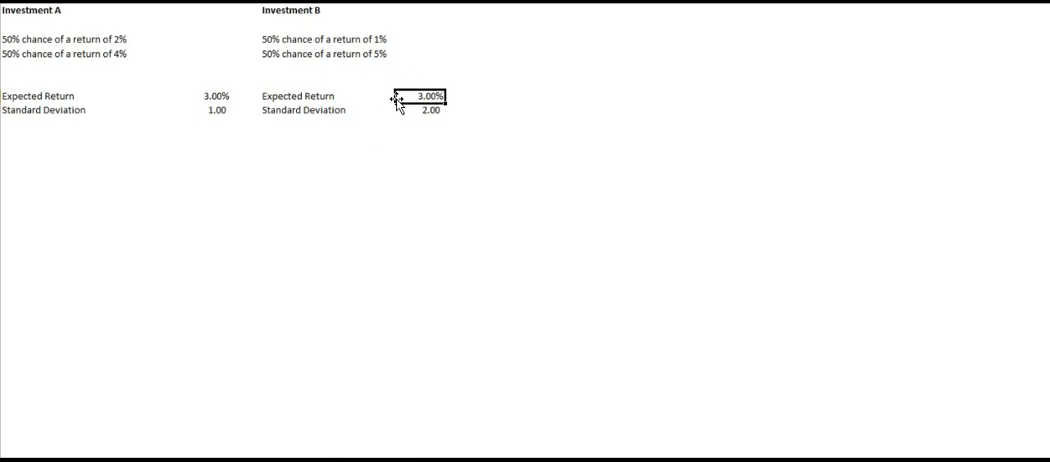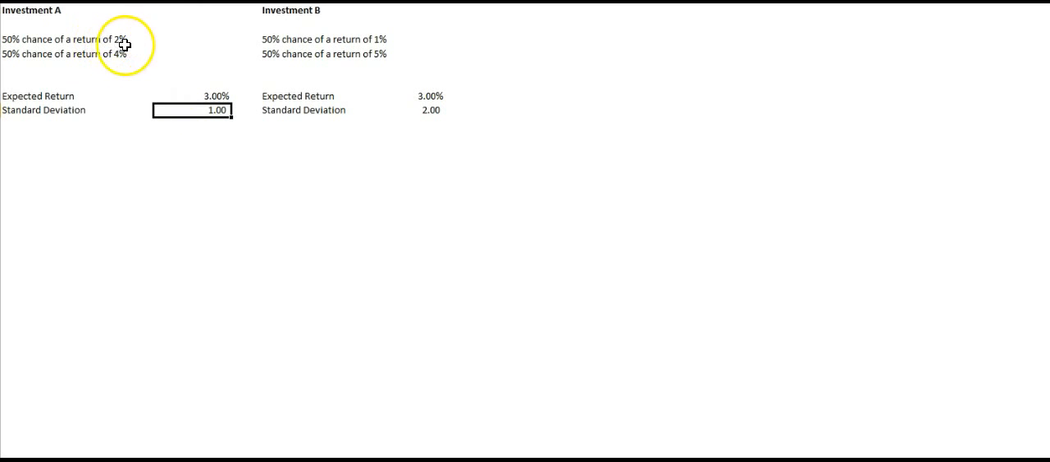Same expected return over here. If you think about it, half the time we get 1%, half the time we get 5%. What's that arithmetic look like? Same thing. Half the time we get a 1% return, half the time we get a 5% return. Since I didn't use decimals, I divide the answer by 100 to give me decimals, and we end up with a 3% expected return. But this investment A has less risk.